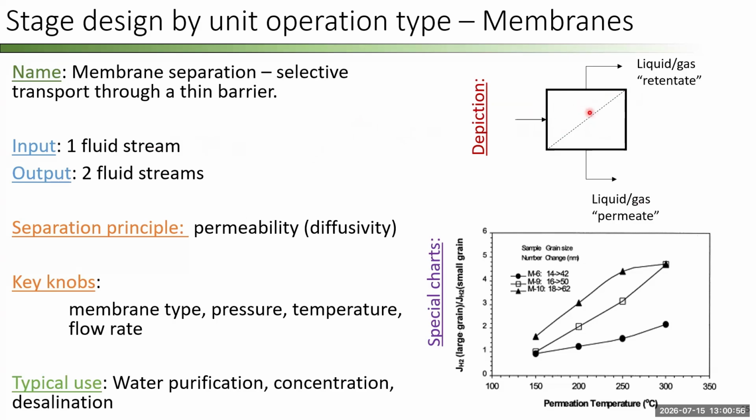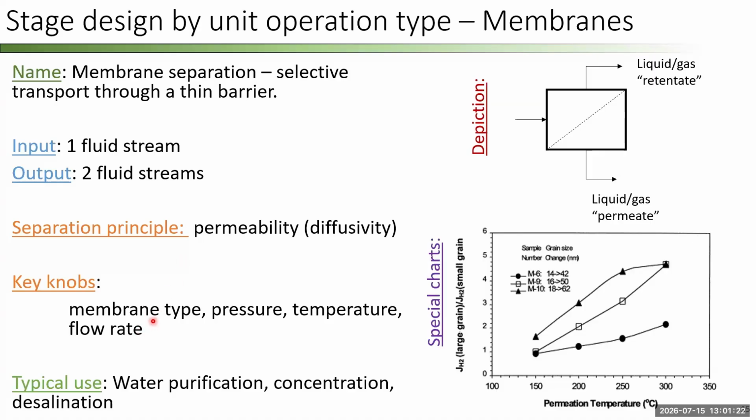When we have our membrane, the fluid that doesn't go through the membrane is called our retentate, and the fluid that does move through the membrane is called our permeate. It's permeated through that membrane. So the separation principle here is using differences in the diffusivities of our molecules across this membrane material.